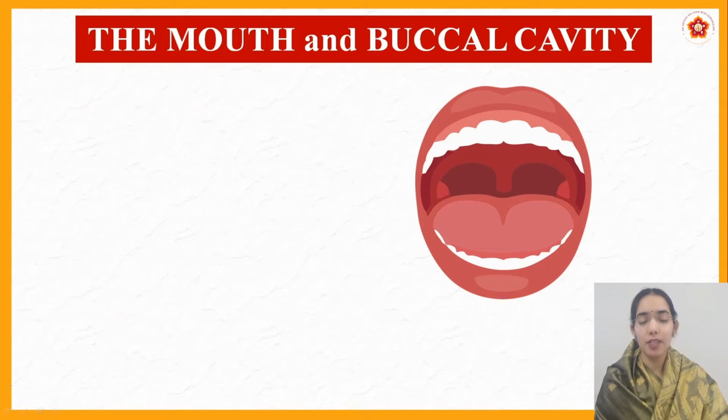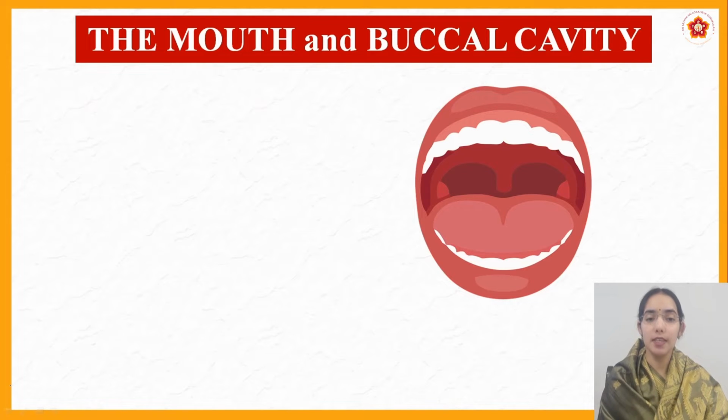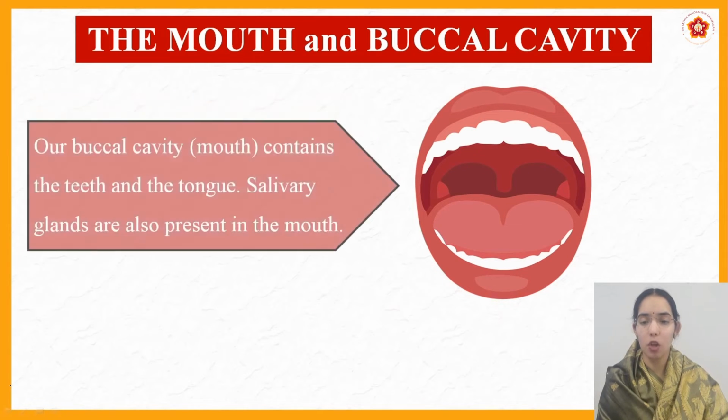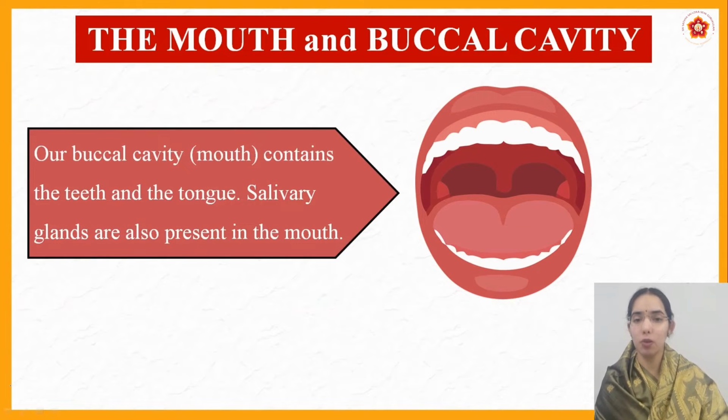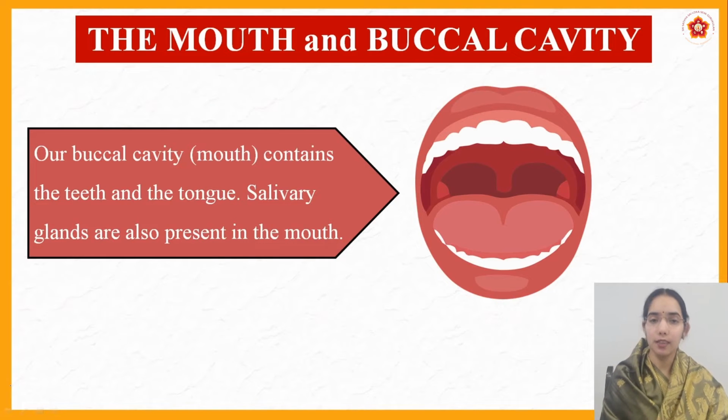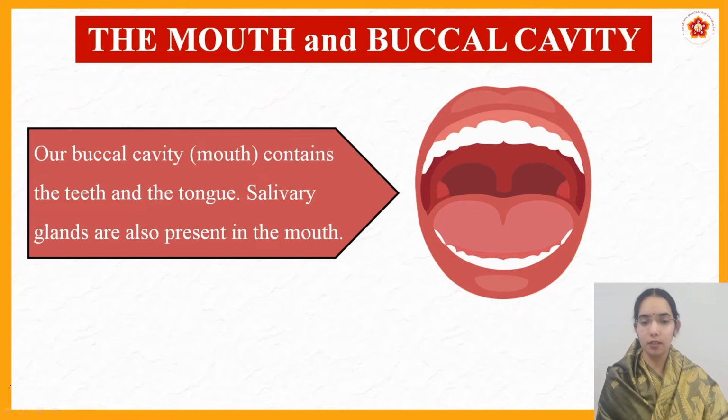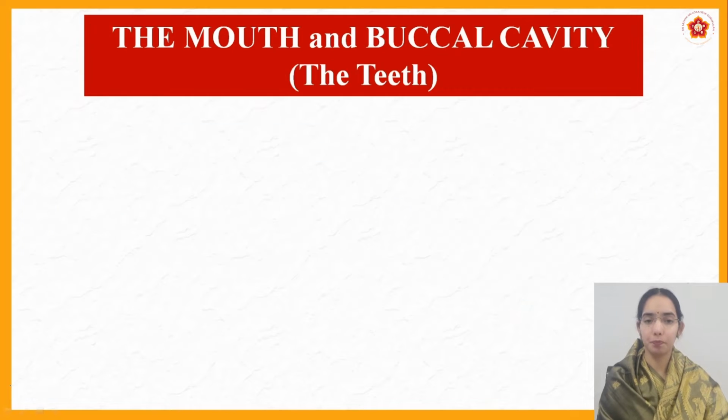In our buccal cavity, there are three very important parts. What are they? They are the teeth, the tongue, and the salivary gland. So when we have to study about our mouth, we'll be studying about these three parts: the teeth, the tongue, and the salivary gland in detail. So our buccal cavity or mouth contains the teeth and the tongue. Salivary glands are also present in the mouth.